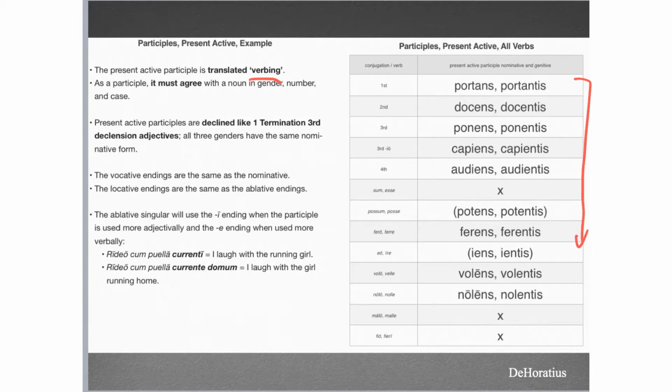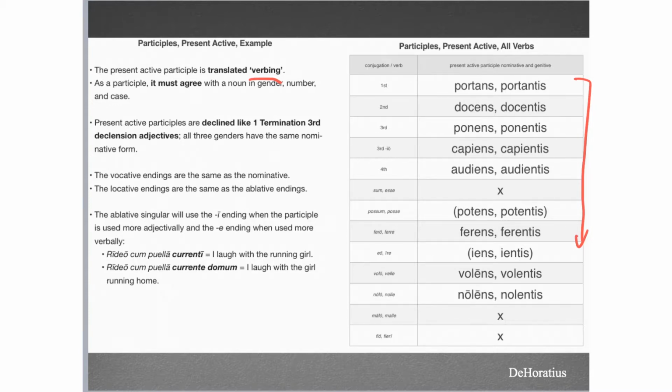Some irregular verbs don't have participles. Some are not particularly common. That's why they're in parentheses. Or in the case of possum, that's actually just sort of an adjective, potens, meaning powerful, literally being able. So just to go through these in terms of what they mean, and again, this is a meaning in a vacuum.